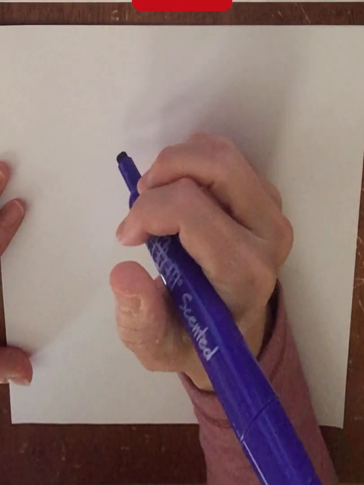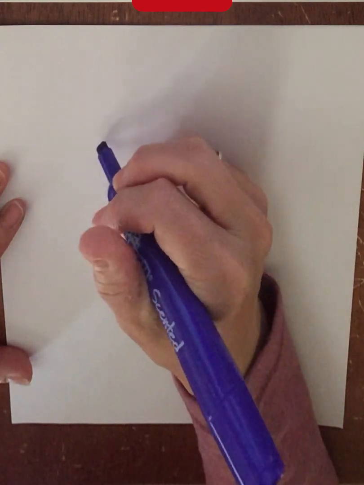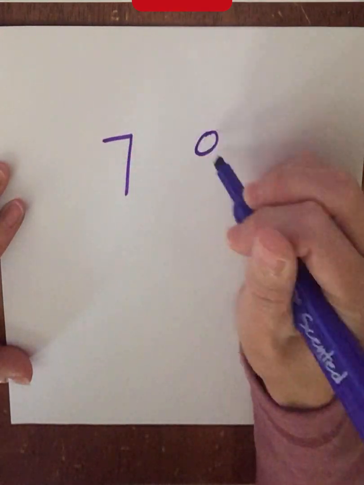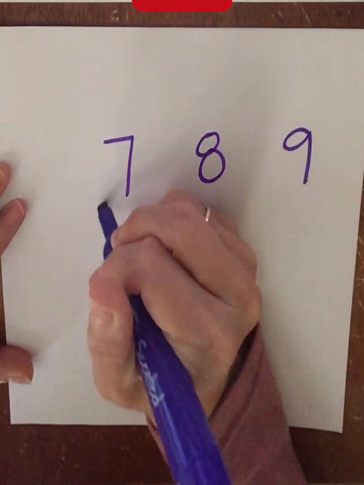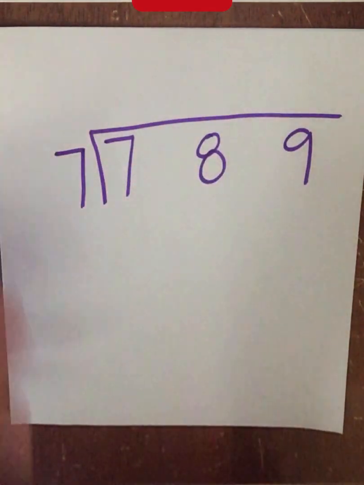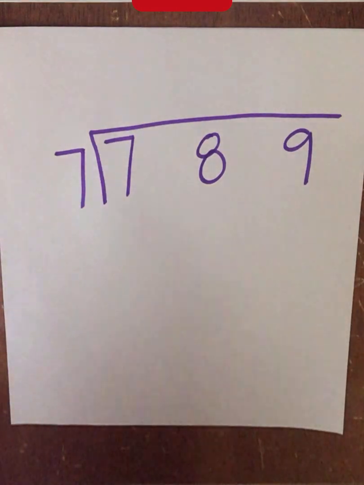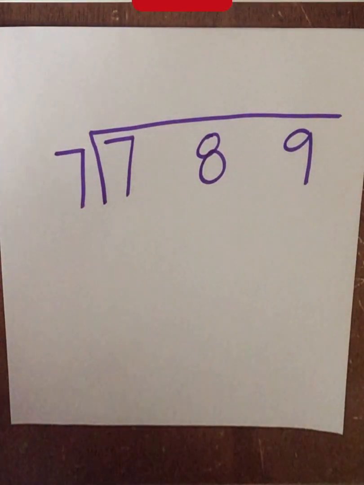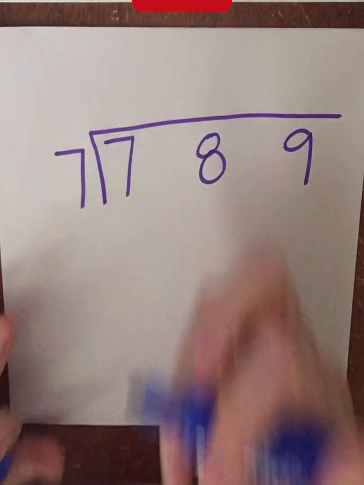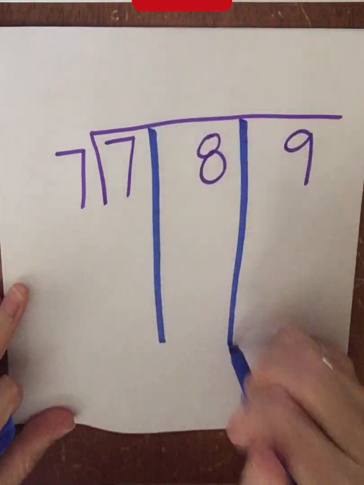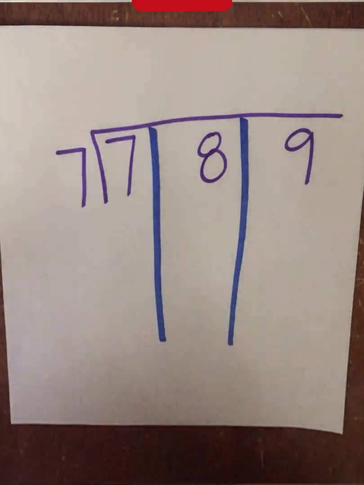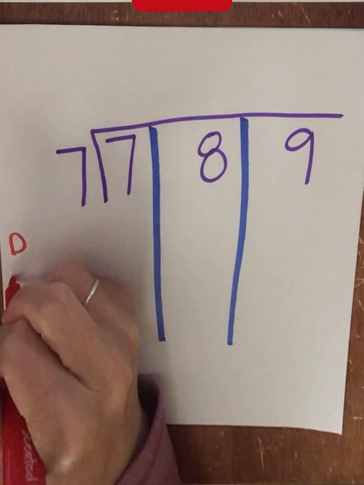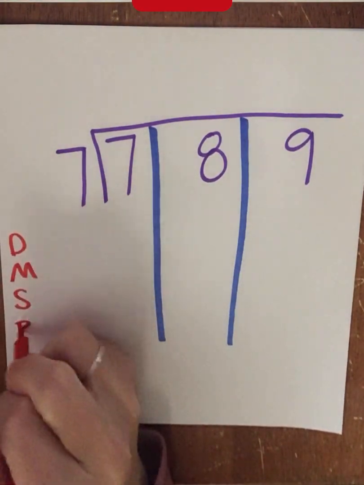Let's try one more. Let's do 789 divided by 7. And for this problem here, I'm actually going to do it in a different color so you can visualize this a little bit better. Okay, I'm going to go ahead and I'm going to draw my lines here to separate my columns. And then over here in the corner, I'm going to write my DMSB just as a reminder of the steps that I'm going to follow when I do this problem.